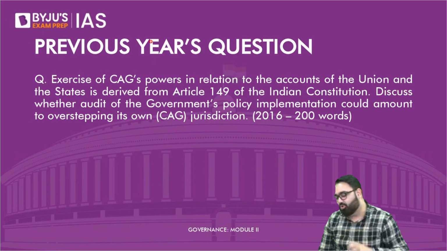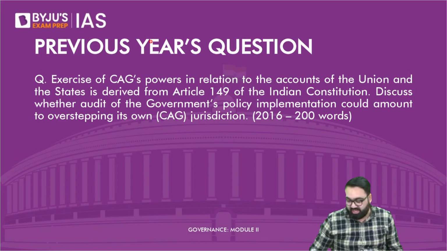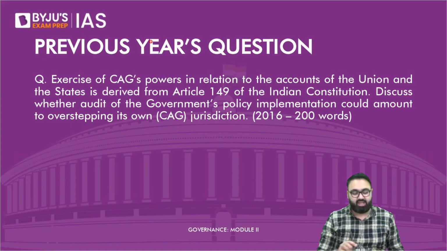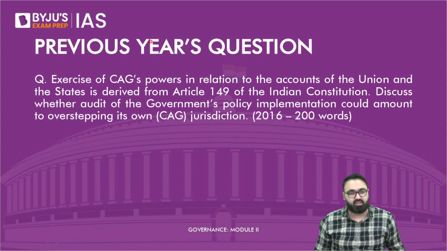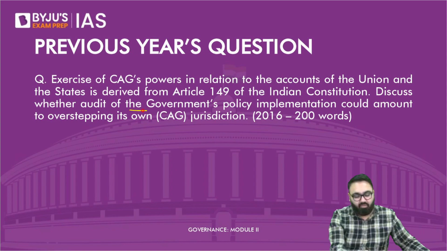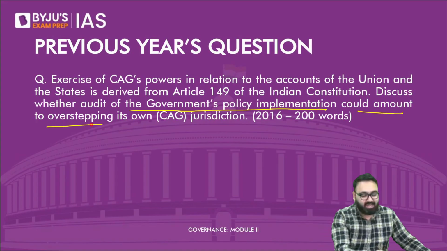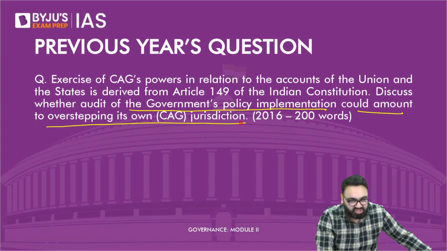Then we have one more question that was asked in 2016 on the CAG. The question is: exercise of CAG's power in relation to the accounts of the union and the states is derived from Article 149 of the Indian Constitution. Discuss whether audit of government's policy implementations could amount to overstepping its own jurisdiction.